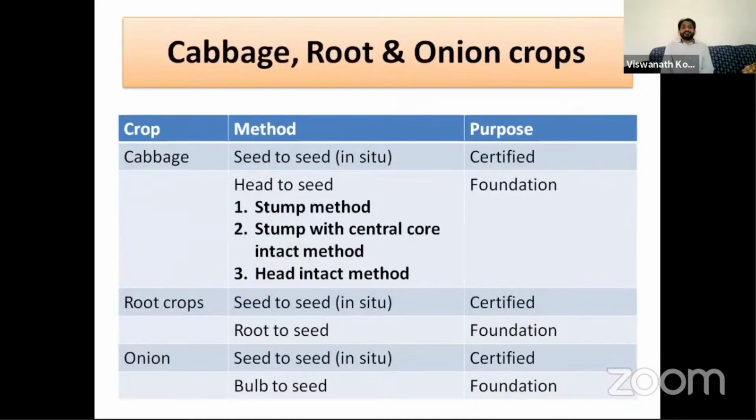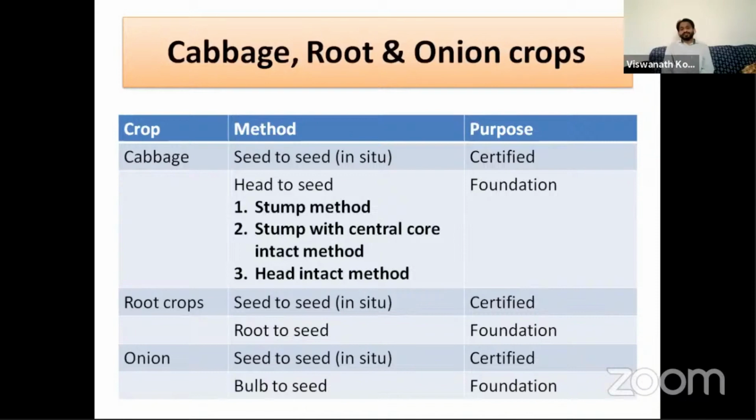So it depends. Here the seed production is slightly different in cabbage. In cabbage, root crops and onion, the seed to seed method, that means we sow the seed and we harvest the seed, is followed for the certified seed production. But in case of foundation seed production, there is an intermediate step.